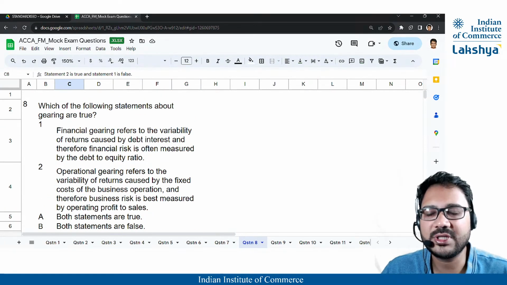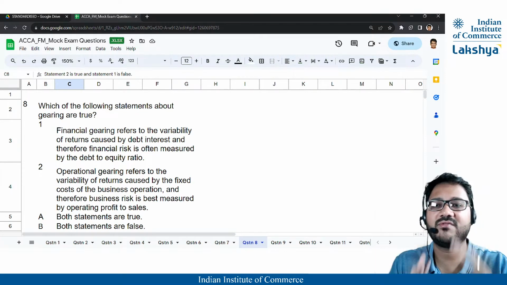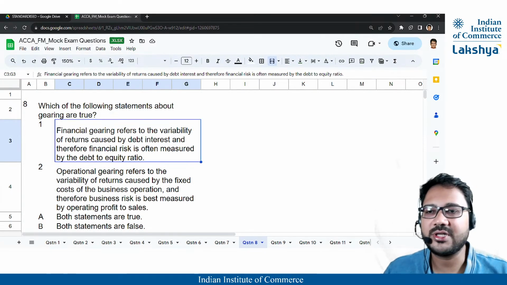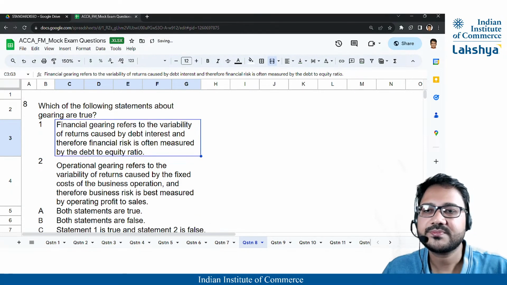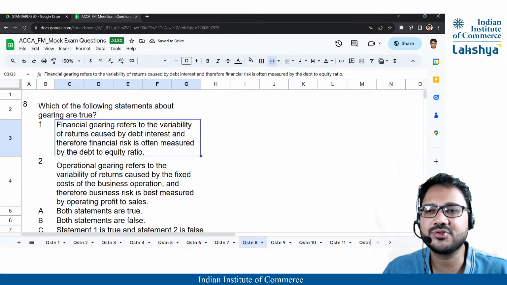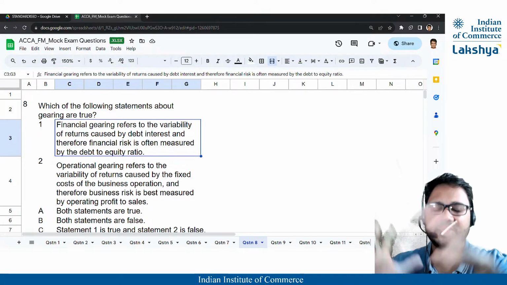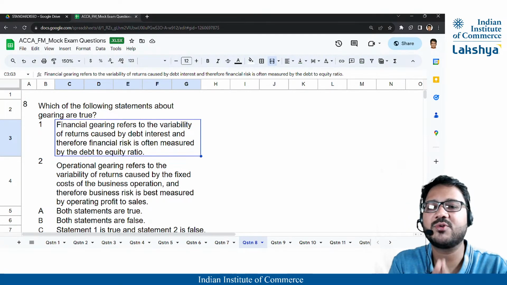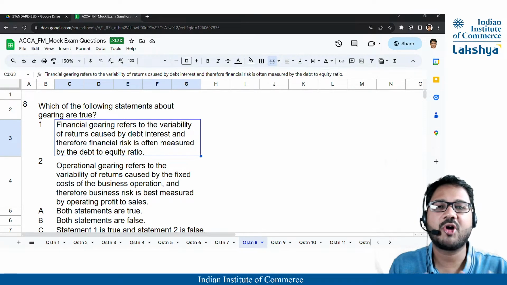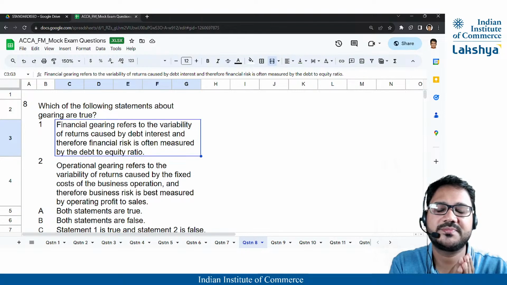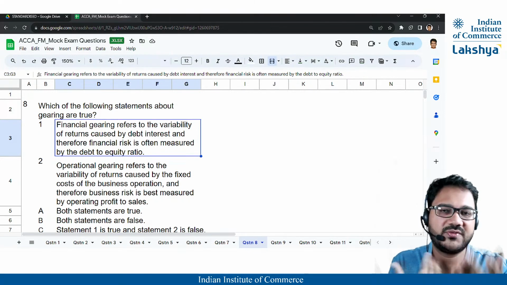So what do you think? Take a pause. Every question, read it, take a pause and then answer it. In this particular case, let's read again together. What is financial gearing? The component of debt in the overall cost of equity. What is operating gearing? The component of fixed cost in overall cost. That is fixed plus variable.